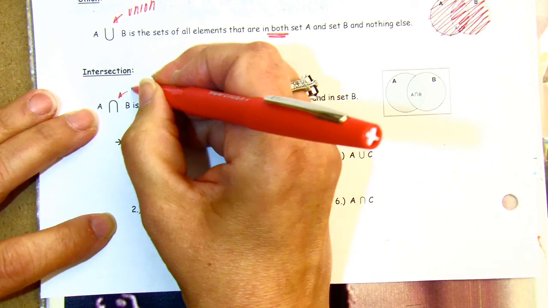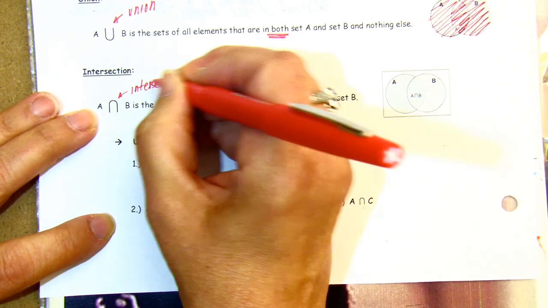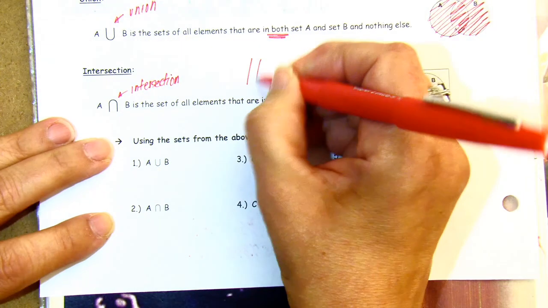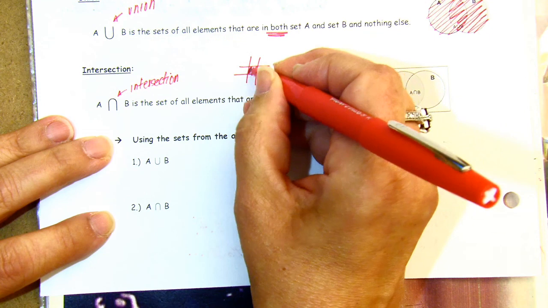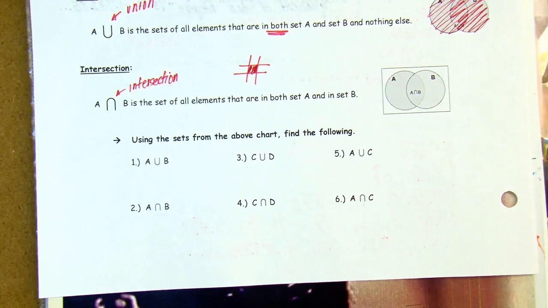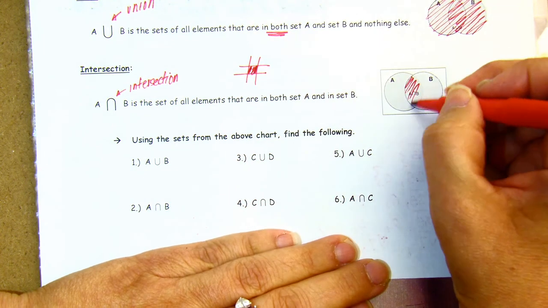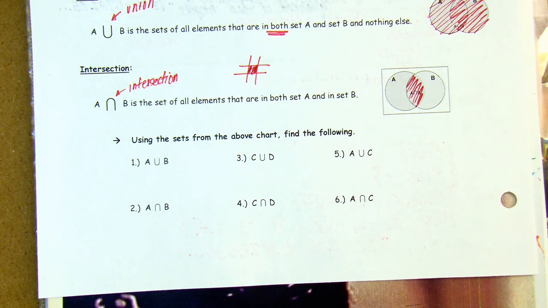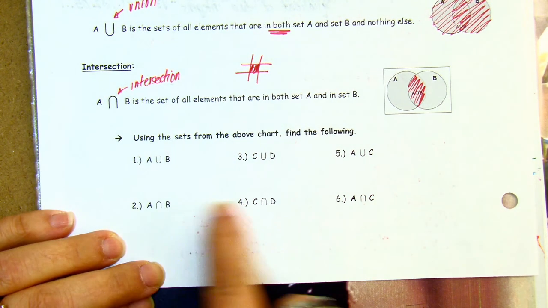This symbol here means intersection. If you think of an intersection like an intersection of two roadways, okay, this street and that street, this part here is the intersection. It's the part that they have in common or the part that overlaps. And so when I'm looking at A intersect B here, it's this piece here where they overlap, only the overlap.